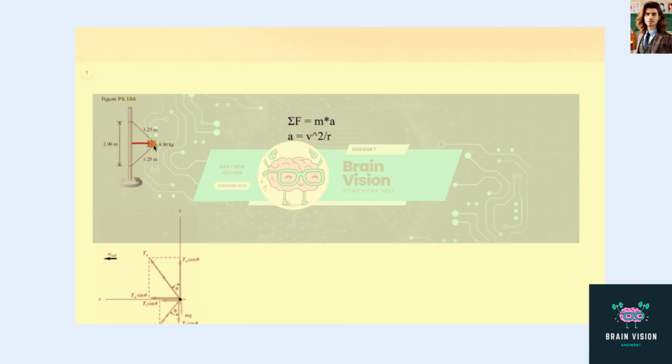Okay, this is question 5104. We have a 4 kilogram block attached to a vertical rod, and there are 2 strings attaching the block to the rod. This system is rotating around the axis of the rod. And we know that the tension in the upper string here is 80 newtons.